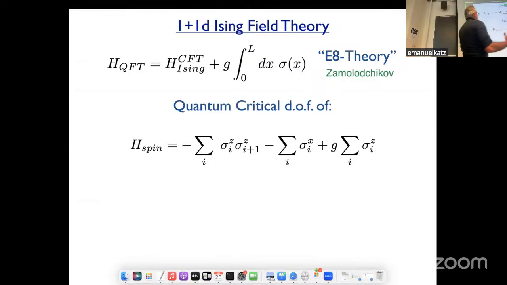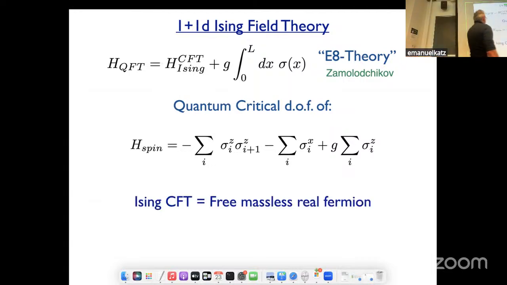And for those of you with more of a condensed matter background, this is nothing but the quantum critical set of degrees of freedom of the familiar model where you have spins coupled to each other, and you take the transverse field Ising chain, you tune the system to criticality, and then you perturb with a small longitudinal field, right? So I believe that the full spin chain is not integrable, but the low energy degrees of freedom are. So this is an interesting theory.